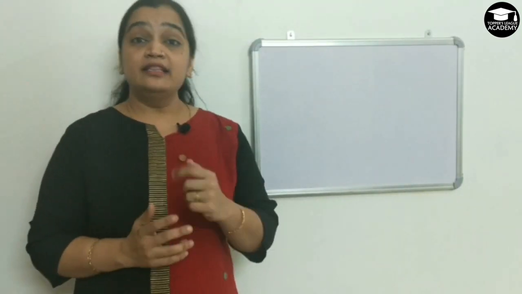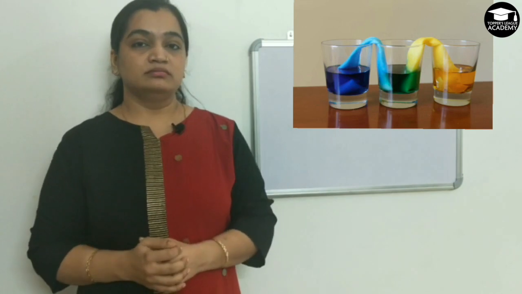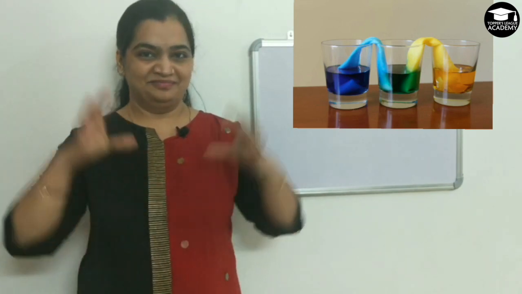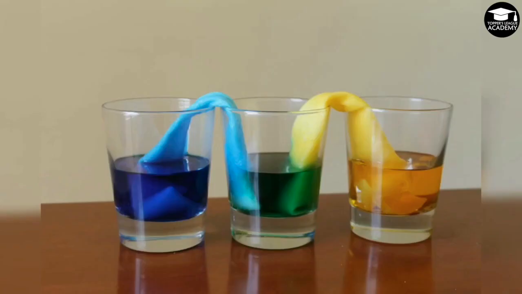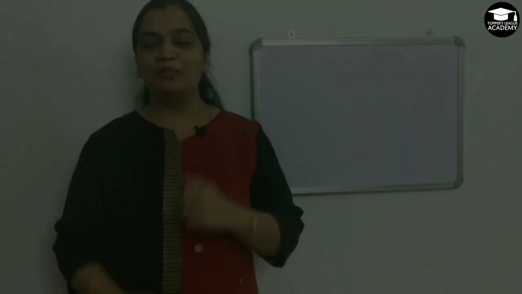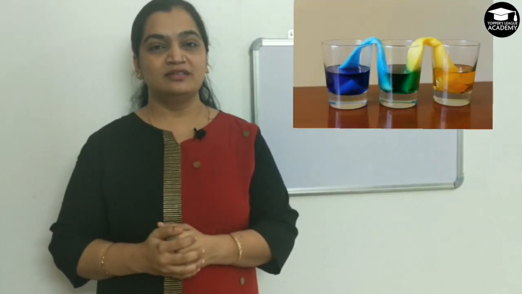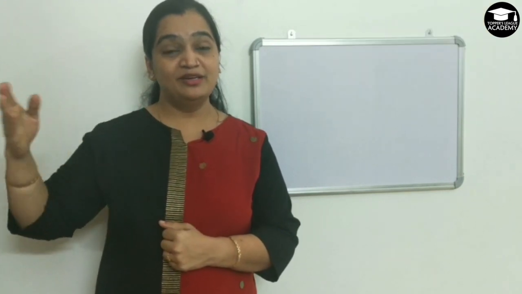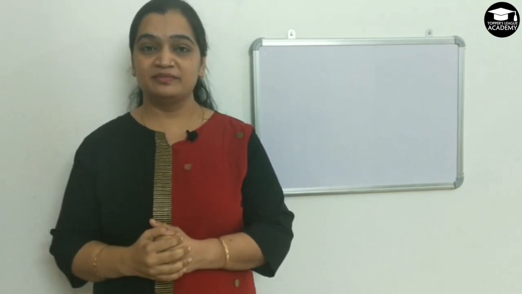Now take another moment to look at this picture. Not very clear? Take a closer look. The three glasses have water mixed with different colors, and a long tissue paper is falling across these water, absorbing the different colors. What did you see looking at this picture? Different colors are visible on the same long tissue paper.